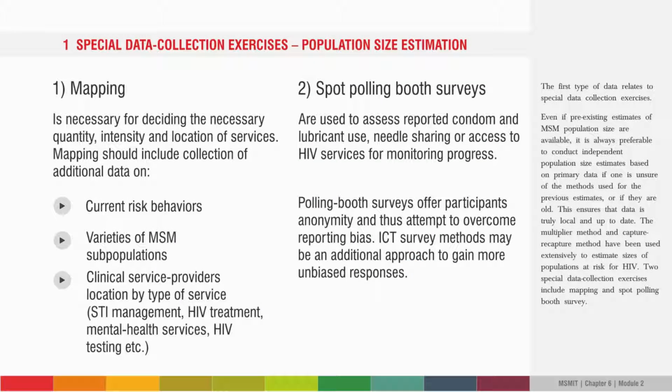The first type of data relates to special data collection exercises. Even if pre-existing estimates of MSM population size are available, it is always preferable to conduct independent population size estimates based on primary data if one is unsure of the methods used for the previous estimates or if they are old. This ensures that data is truly local and up to date. The multiply method and capture-recapture method have been used extensively to estimate sizes of population at risk for HIV. 2 special data collection exercises include mapping and spot polling booth survey.